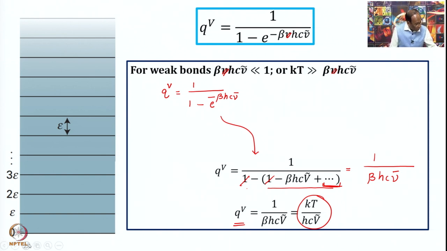I want to highlight two results over here. One is this one, where we wrote qv is equal to 1 over 1 minus exponential minus beta hc nu bar. This can be used at any temperature. There is no need to worry about whether the temperature is low or high, or the wave number is low or high. Nothing to worry about. You can go ahead and use this expression.